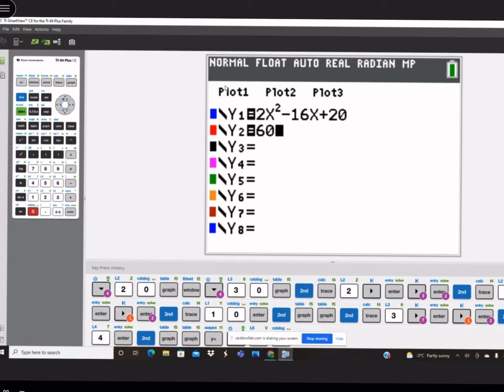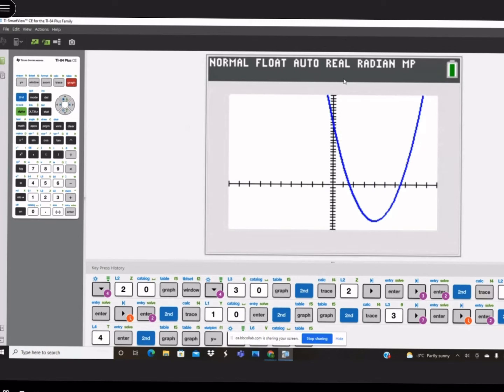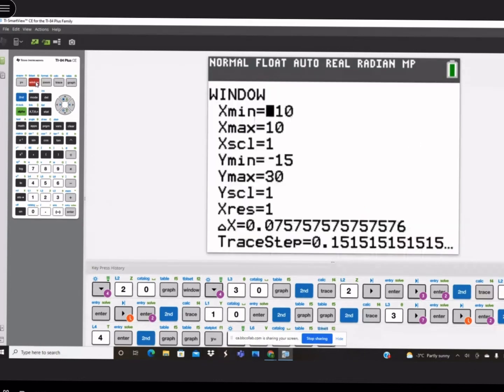So if I hit graph right now, I'm not really going to see much of anything because I don't have a high enough boundary set for my y maximum. So if we go back to your window dimensions, go beyond 60. So maybe we choose a y maximum of 70 or 80.